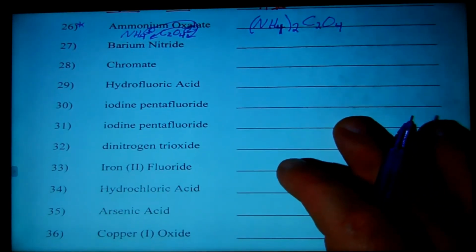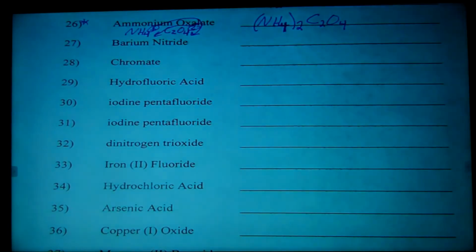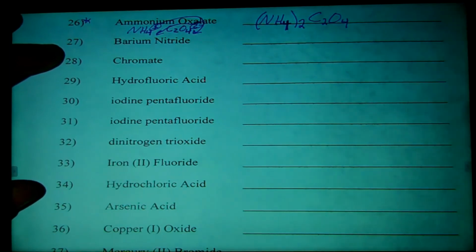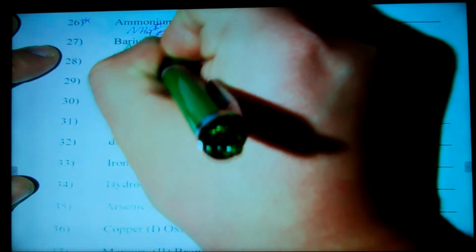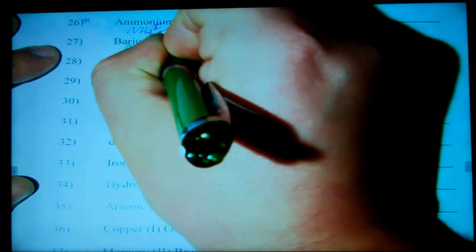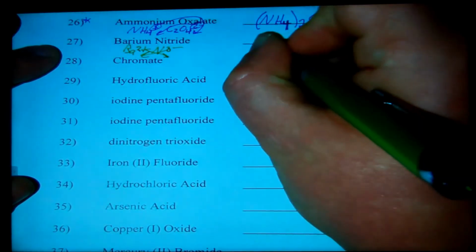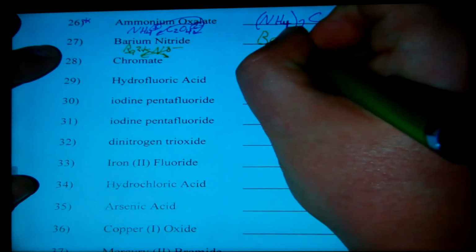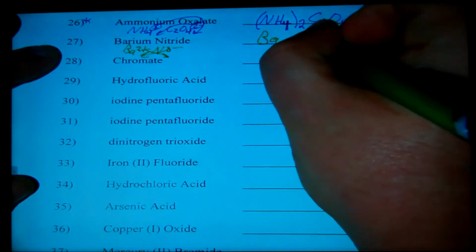Let's slide this up some. Alright, so moving back here, let's get back to the transition. So 27, barium nitride. Barium, Ba2+, nitride is N3-. We'll cross those charges over. So Ba3, N2.